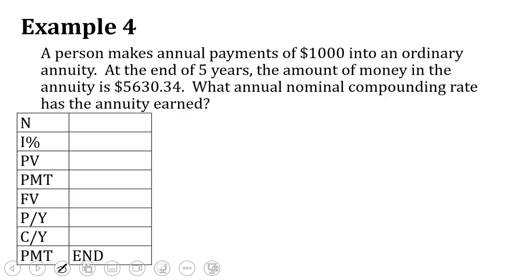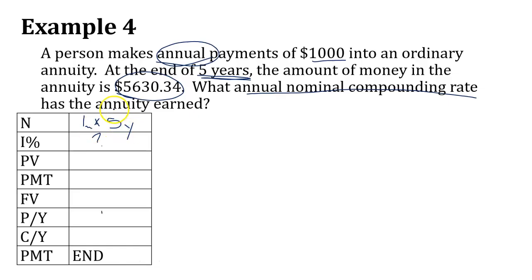A person makes annual payments of $1,000, so this says annual, into an ordinary annuity. At the end of 5 years, the amount of money in the annuity is $5,630. What is the annual compounding rate? We don't know the compounding rate, so that's my percent, right? I make annual payments, so that's not 12 months. That's only 1 payment every year for 5 years, right? And then our payments per year down here is 1, and it's compounded 1 time.